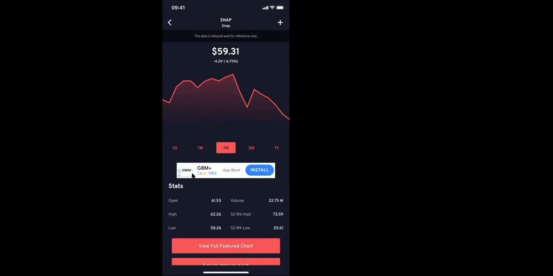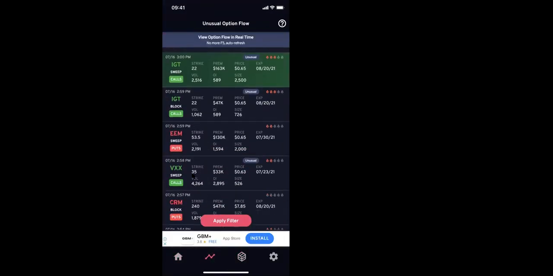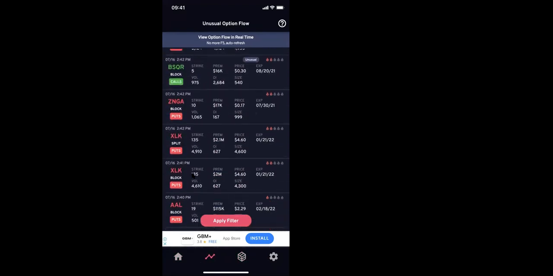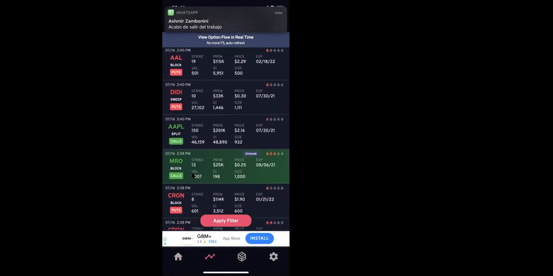I always use this app to really help me gauge the actual options flow. And this app, like I said, does it a little better than the rest of them, because this feed here is a live feed. It's not filtered by any means. It's literally live flow. So the flow is going to be basically any and every stock that comes through.